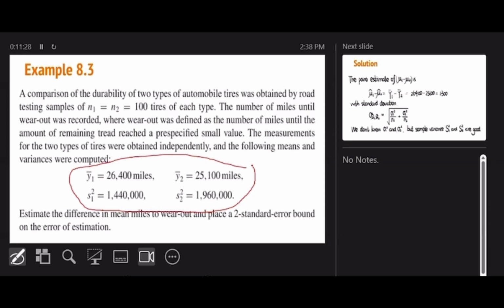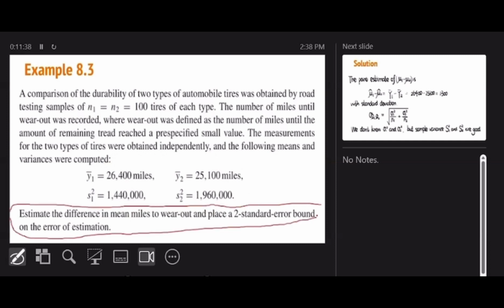Now, what is the question? Take a look at the question right now. It says estimate the difference in mean miles to wear out and place a two standard error bound on the error of estimation. Because we're working with a sample, we're always going to have error of estimation, and of course we're always going to place a bound. Does that make sense? Now we are asked to place a two standard error bound on the error of estimation.